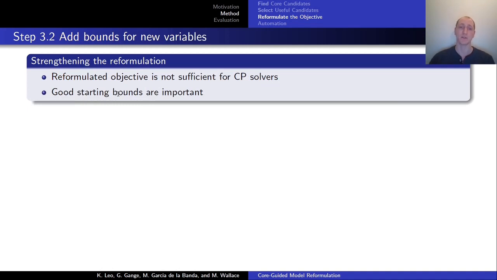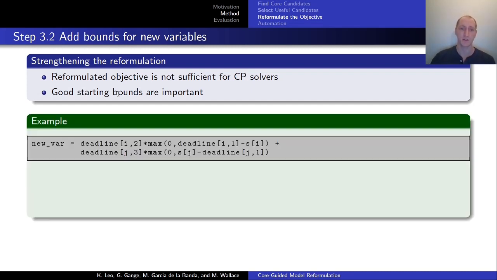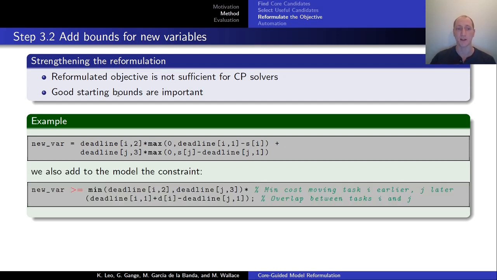For CP solvers, it is often not sufficient to just add these new variables. You also need to have good bounds. So for example, when we're adding these new variables in the direct reformulation, we also need to add a lower bound that represents the minimum cost for moving task I earlier or task J later.